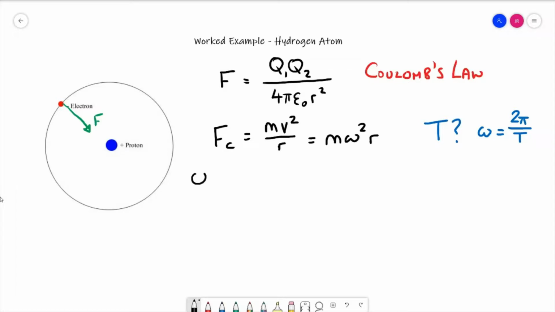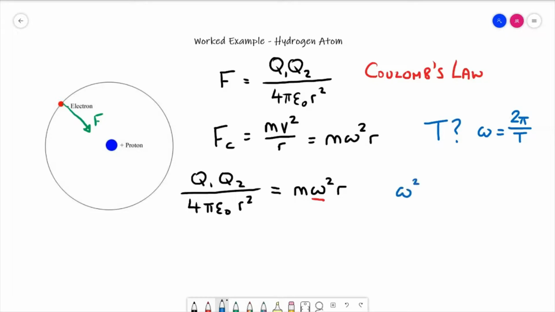We start off with Coulomb's law. So we start off again with Q1 Q2 over 4 pi epsilon naught r squared. Because it's acting as a centripetal force, we can therefore equate it to one of our equations for centripetal force, and here, for the purposes of this example, we're going to use m omega squared r. We want T, we want time period, and we know that omega contains time period in there. Omega, of course, being 2 pi over T, we need to remember to square it, so omega squared will be 4 pi squared over T squared.